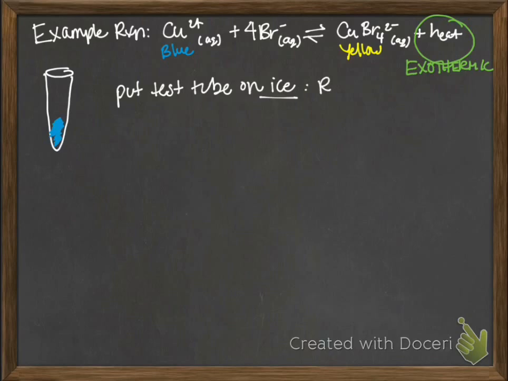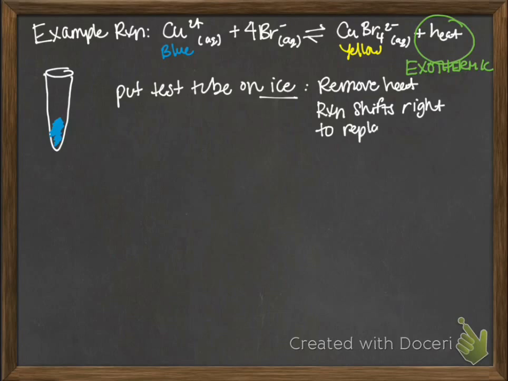Well, we're removing heat. And if we remove heat, the reaction wants to shift to the right to replace that removed heat. That's what Le Chatelier's principle says, that the reaction shifts to relieve the stress imposed on the system. So putting it on ice removes heat. The reaction will shift to the right to replace that heat since it's an exothermic reaction and heat is a product. So we should see that the blue solution in the test tube turns yellow when we put that test tube on ice.